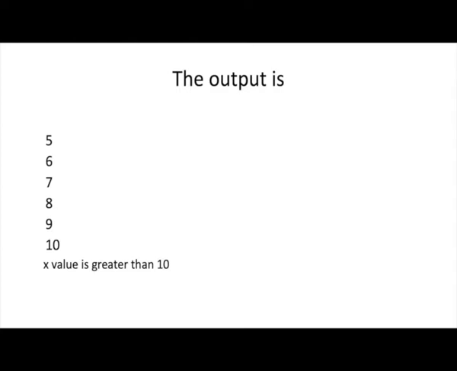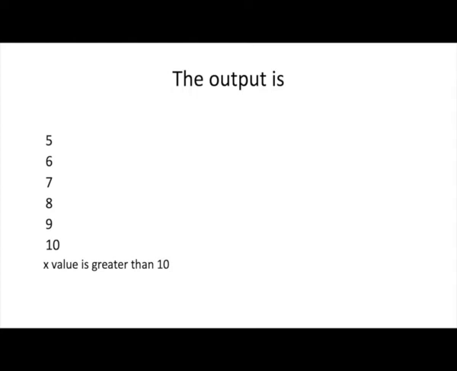The output, which you see in the next slide, is the numbers 5, 6, 7, 8, 9 and 10, and once the value of x gets incremented and is greater than 10, the condition fails and the else part of the while loop is executed, and then the control returns to the next statement after the else.